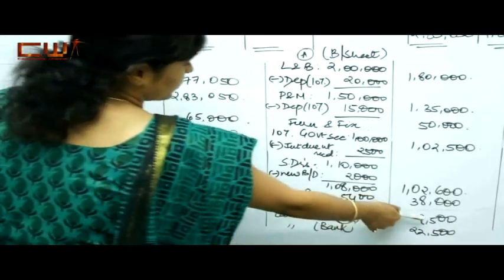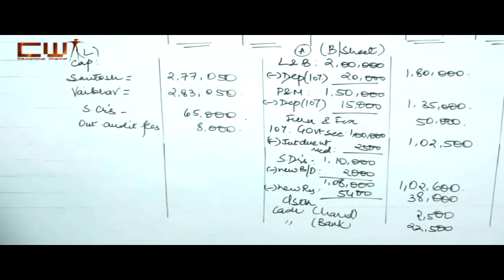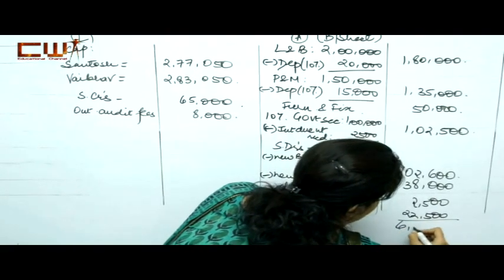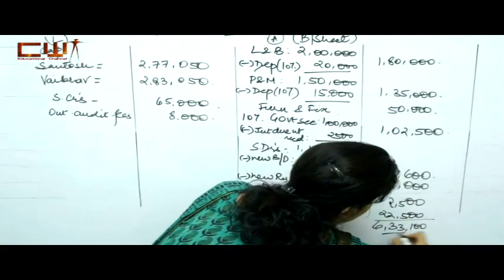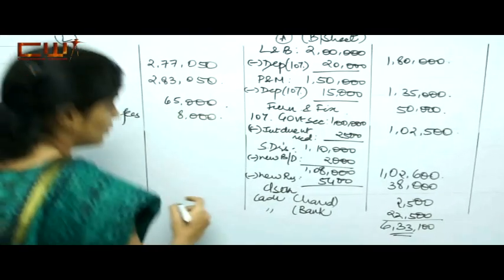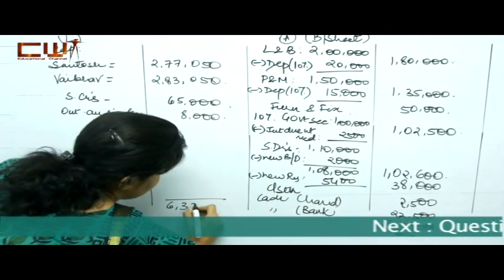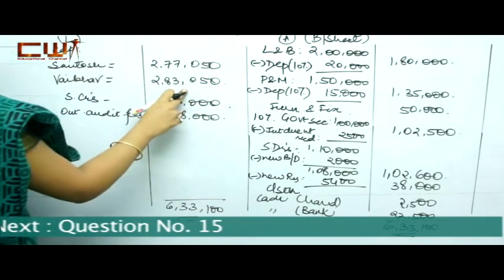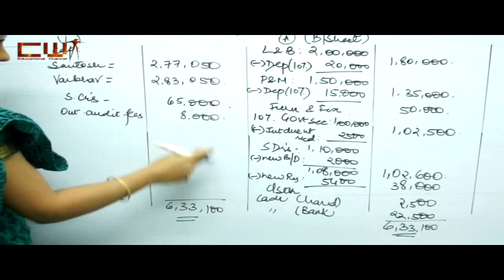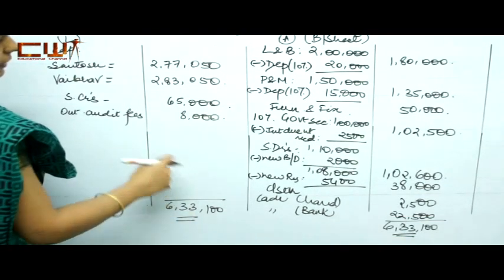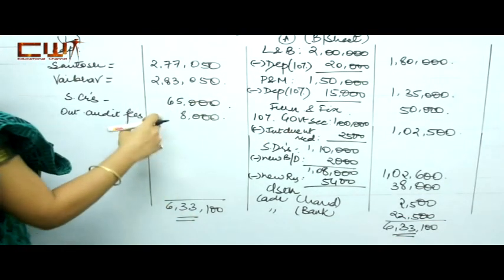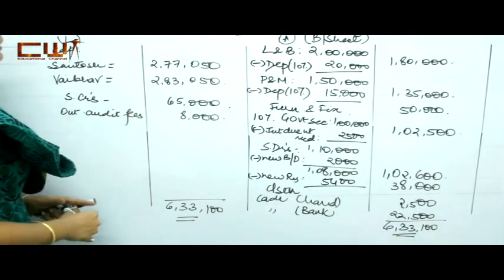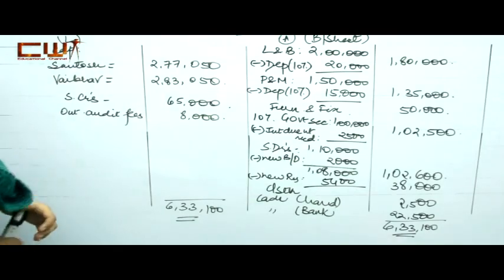Closing stock, cash in hand is 2,500, cash at bank is 22,500, total is 6,33,100. Here also you will have the same total. Tally the balance sheet. 6,33,100. So 2,77,050 plus 2,83,050 plus 65,000 plus 8,000 will give you 6,33,100. Both the columns, both the sides, that is liabilities and assets, are tallied. Hence you have the balance sheet done up for the 11th question. Let's move on to the next question, please.